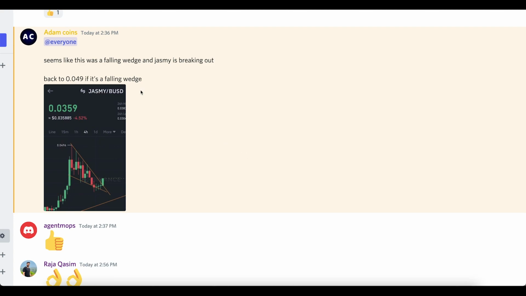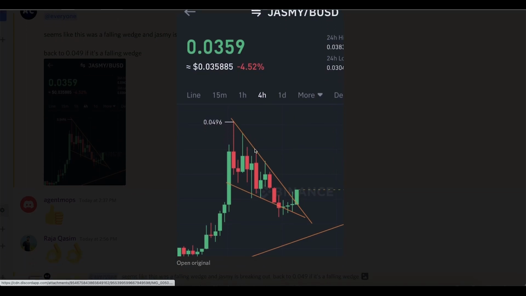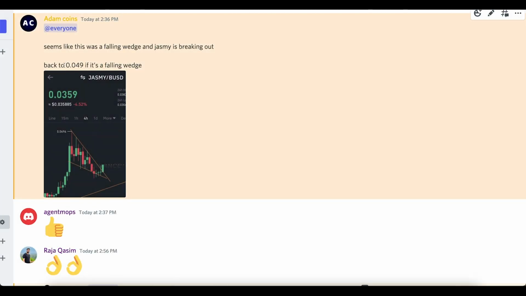Now I was on the Discord and I was talking about how Jasmy, literally I just noticed that it made a falling wedge, and I want to show you this image on Binance. I just noticed on the 4-hour time frame we were actually making a falling wedge, and I told them if this one happens then you're going to go back to 0.049.